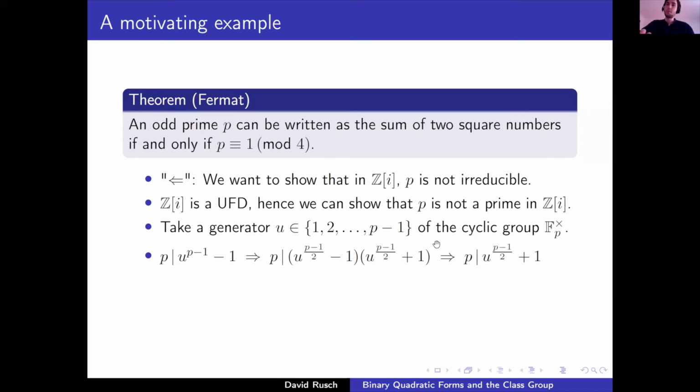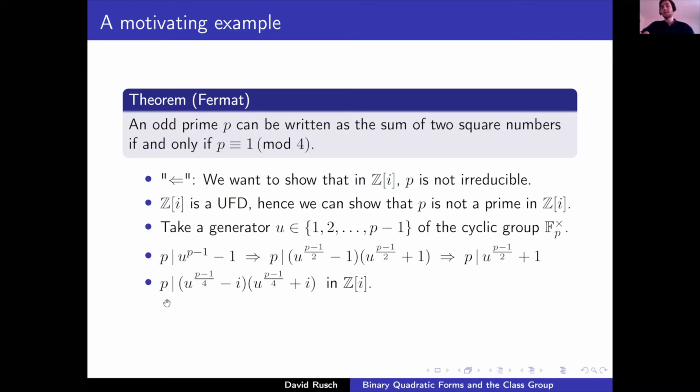And now we make use of the fact that we assume P to be congruent 1 mod 4, and we factor this expression here in the Gaussian integers, and then we get this here. Okay, and now that's very close to what we want, because if P divides this product, but P doesn't divide either of these numbers, we're done.